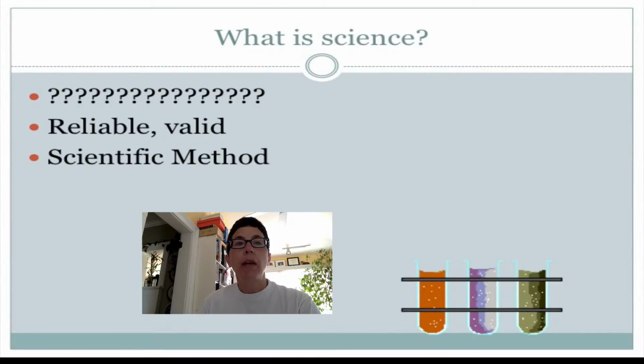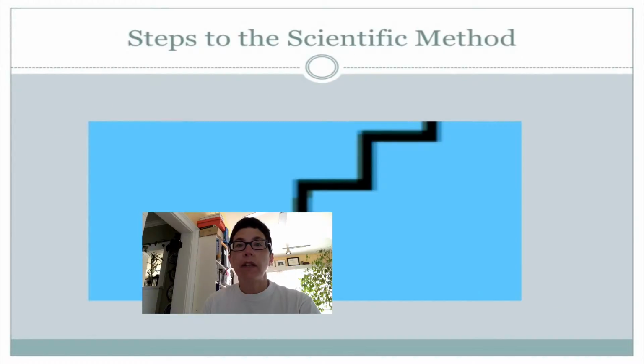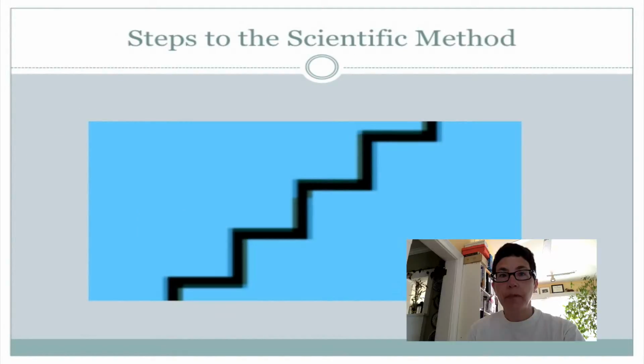Science is a reliable way of investigating and discovering knowledge about the natural world. It's a process which allows a person to gain the highest degree of certainty. This method of investigation and justification is called the scientific method. We'll break down the scientific method into 7 basic steps.